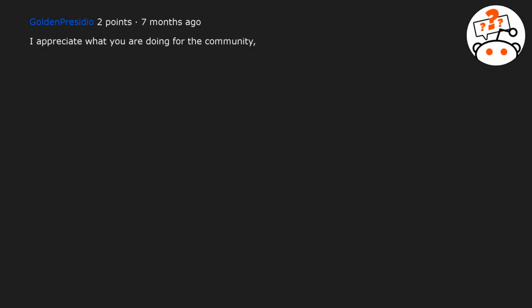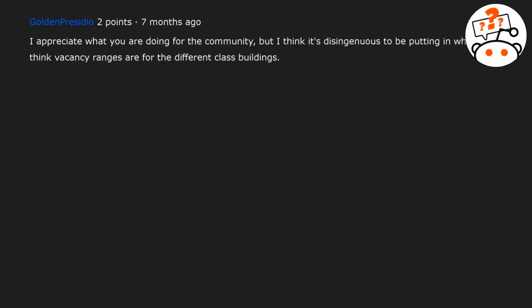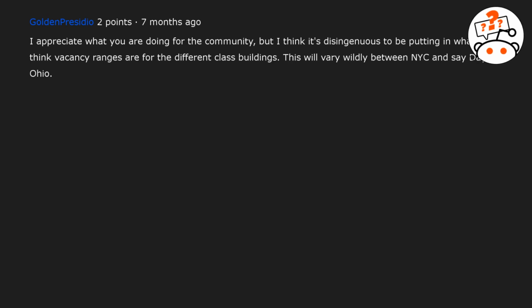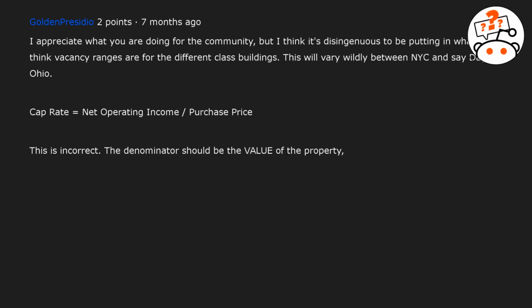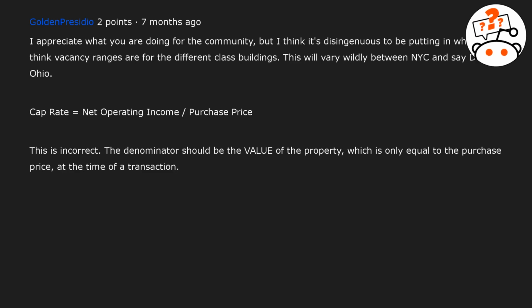I appreciate what you are doing for the community, but I think it's disingenuous to be putting in what you think vacancy ranges are for the different class buildings. This will vary wildly between NYC and, say, Dayton, Ohio. Cap rate equals net operating income/purchase price. This is incorrect. The denominator should be the value of the property, which is only equal to the purchase price at the time of a transaction.